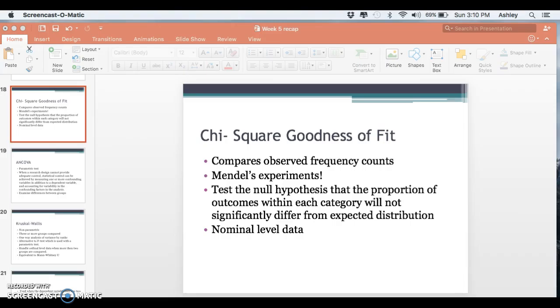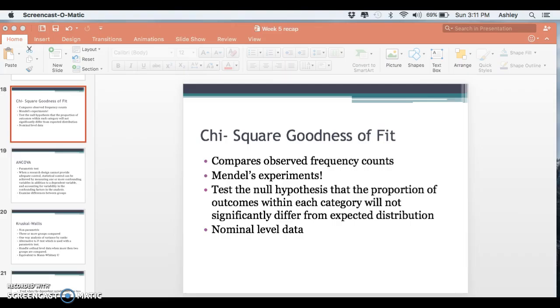The chi-square will test the null hypothesis that the proportion of outcomes within each category will not significantly differ from the expected distribution. So essentially, the observed proportions will fall within a random fluctuation of expected proportions.